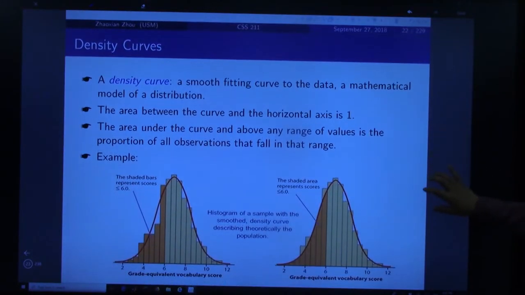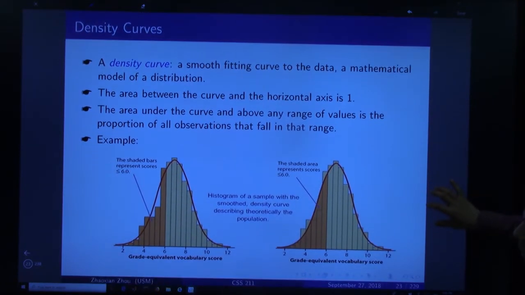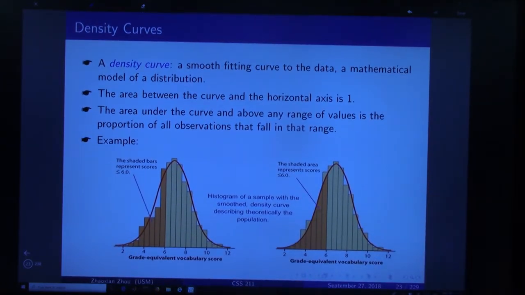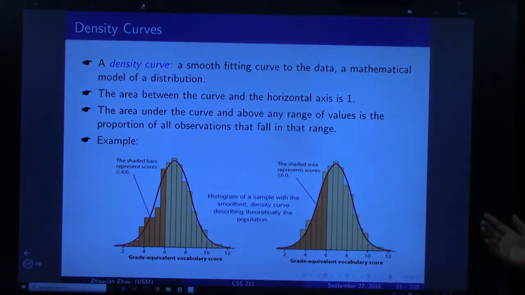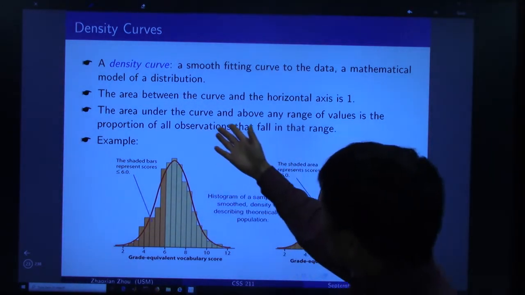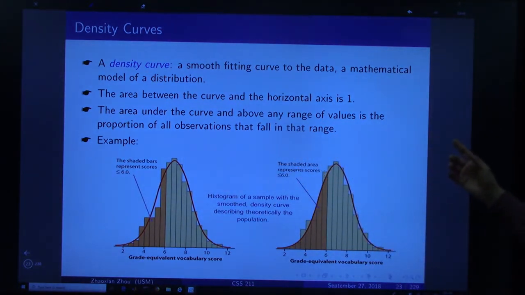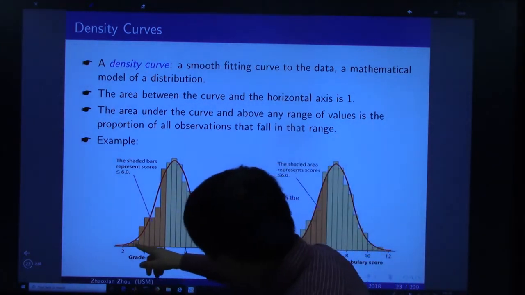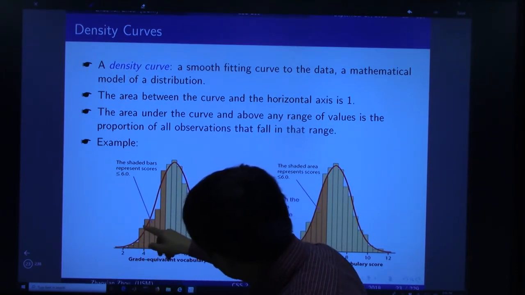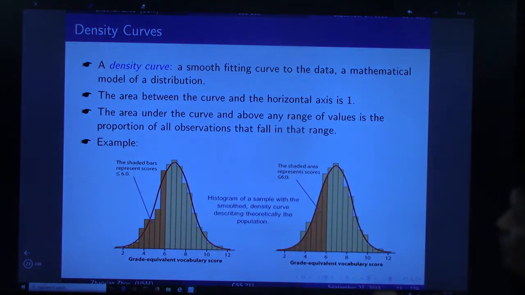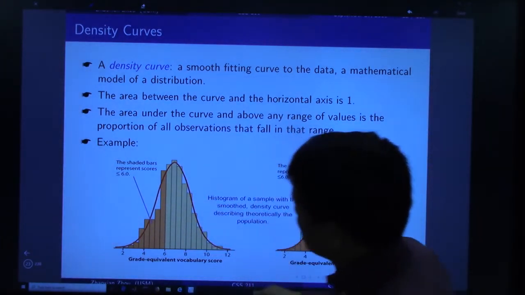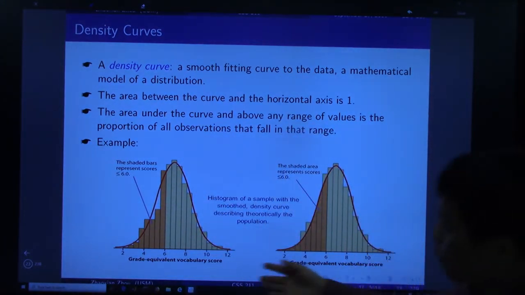Right. Next, we discuss a concept called the density curve. Density curve looks like this. If we look at this, this is the histogram we discussed in the last section. And the density curve is a smooth fitting curve to the data. So we know this histogram is still not smooth. If we smooth this part, we get this red line, and this is called the density curve. The density curve is a mathematical model of the distribution. So we use a mathematical formula to represent this.